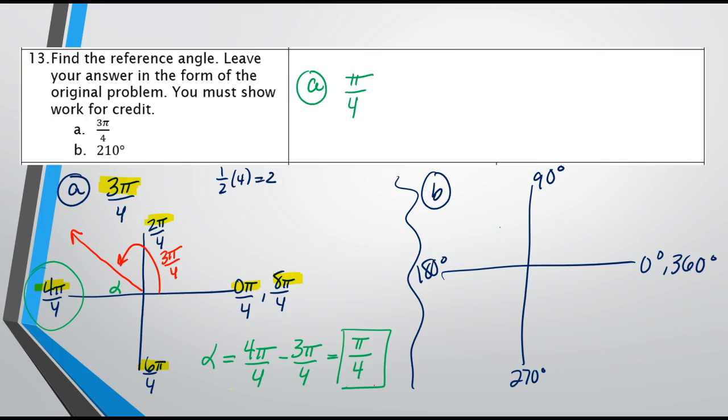210 degrees is in between 180 and 270, so I'm going to draw my angle here. And then to find my reference angle, that's between the red line and the x-axis. Because we're in quadrant 3, I'm going to take my angle, which is 210, and subtract 180. And I see that my reference angle would be 30 degrees. So that would be our final answer for part B.